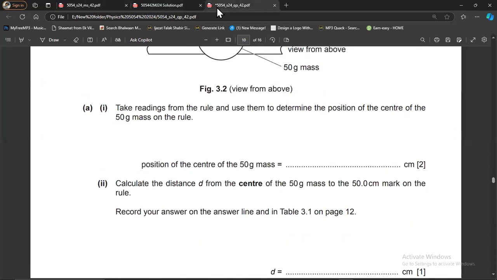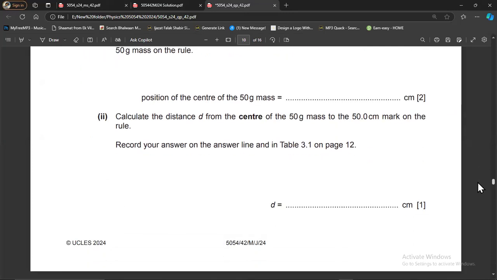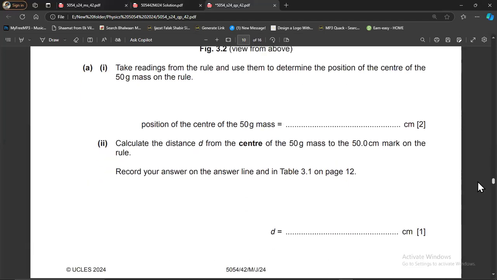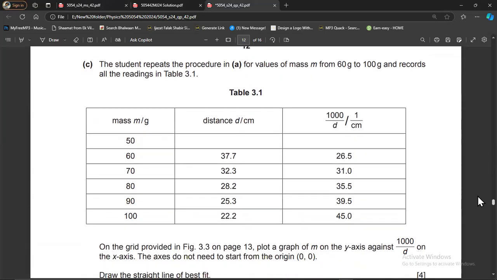Okay, they say calculate the distance d from the center of the 50 gram mass to the 50 centimeter mark on the rule. Record your answer on the answer line in table 3.1 on page number 12. So we also have to write this value in this table. The table is here.